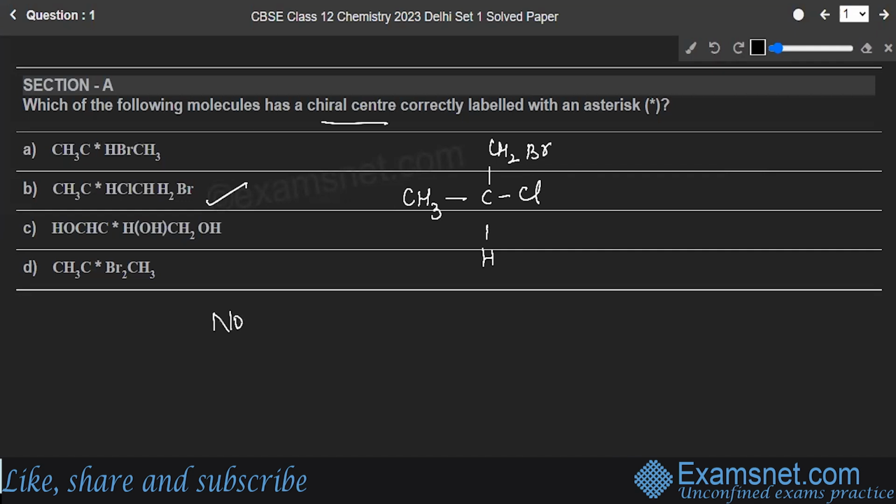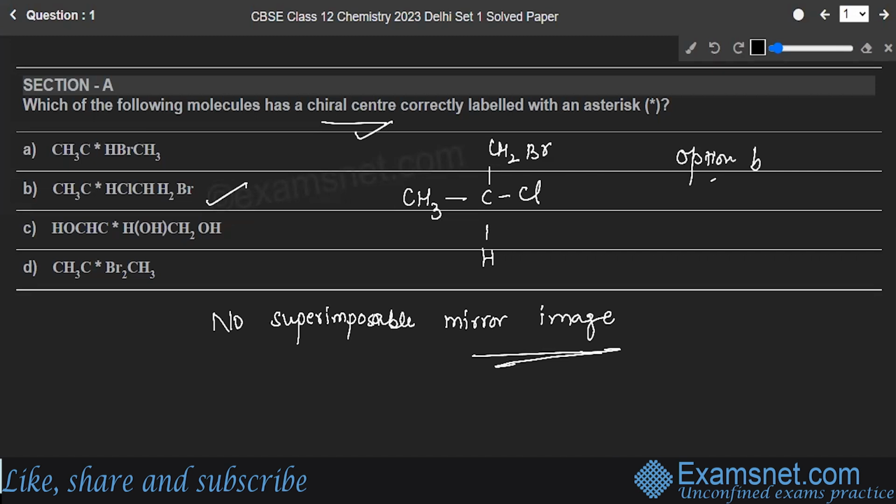Such an arrangement is said to have the chiral center, and in this case you have option B as the correct answer. Hope you understood this. Let's move to the next question.